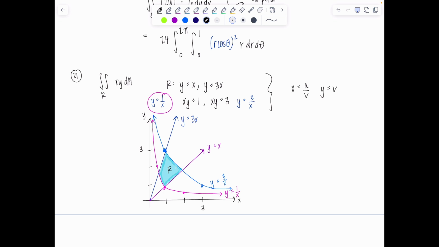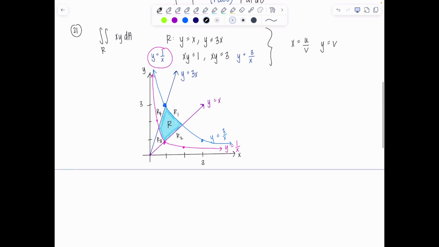So just number them. I did it this way: R1, R2, it doesn't matter, R3, R4, okay? Now we're going to apply the transformation, figure out what S1, S2, S3, S4 are, graph S, and then hopefully it's a nice integral. Find the Jacobian, and so on. Okay, so here we go.